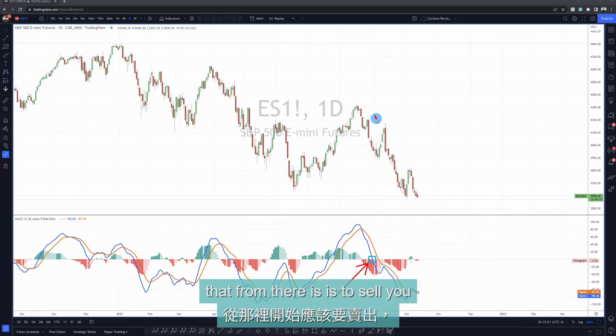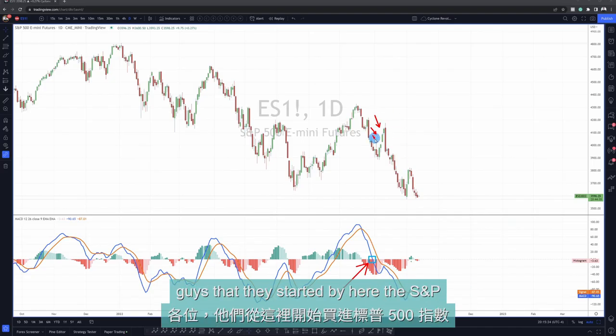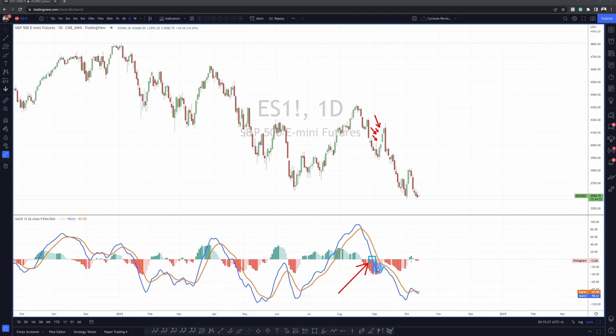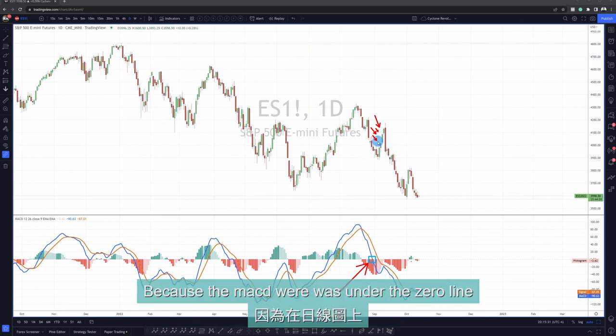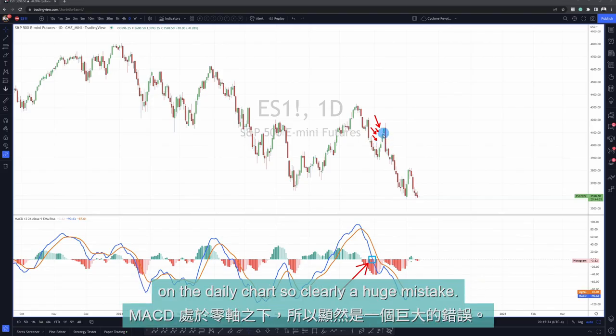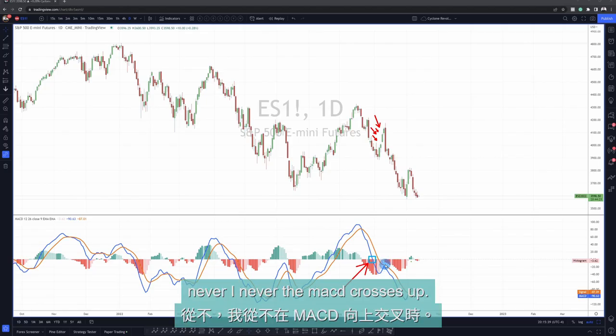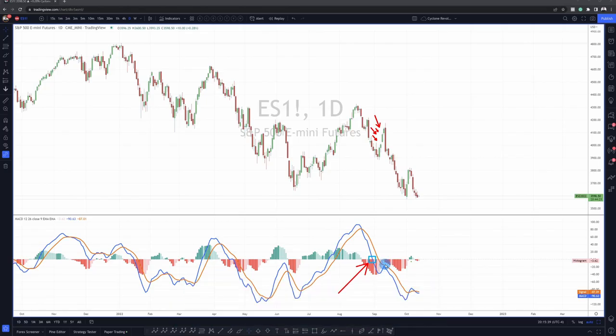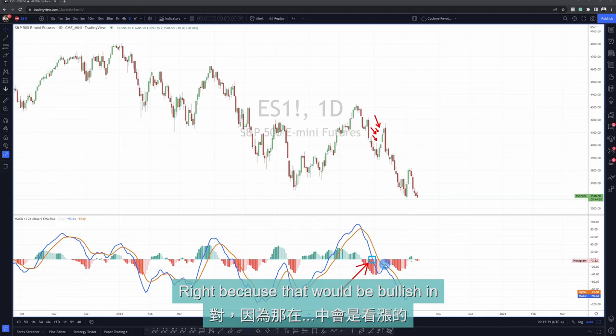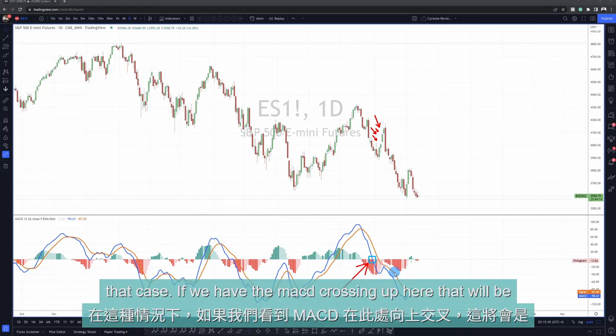So you can see that these guys who started buying here on the S&P were wrong, because the MACD was under the zero line on the daily chart. So clearly a huge mistake. Then the price moves, and the MACD never crosses up. That's another key aspect, right? Because that would be bullish in that case. If we have the MACD crossing up here, that would be bullish because we are near the zero line.